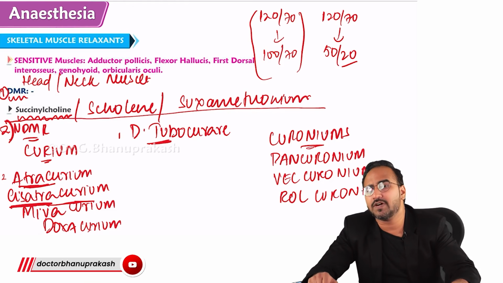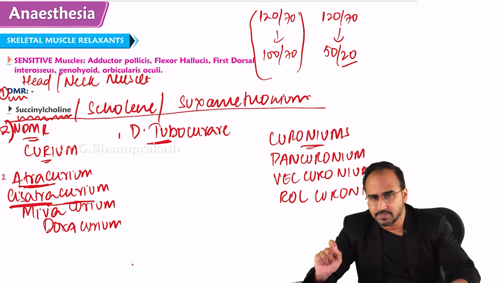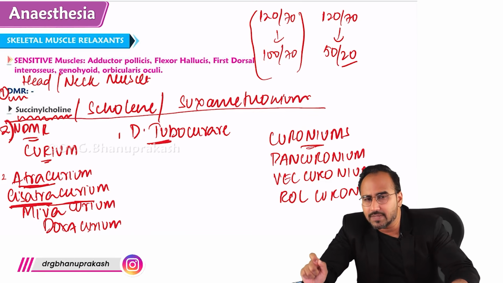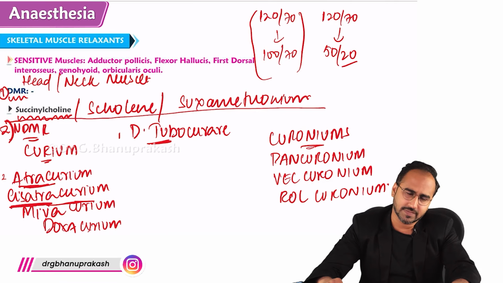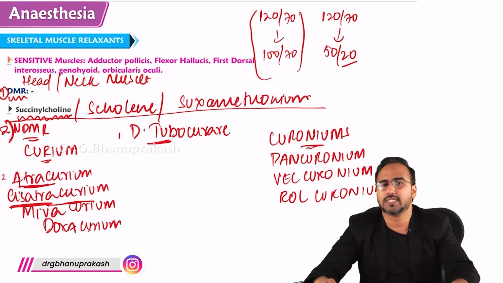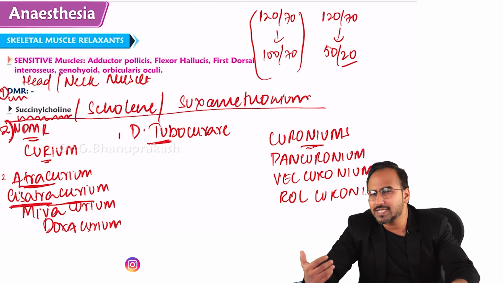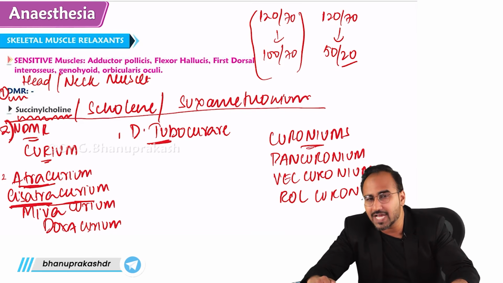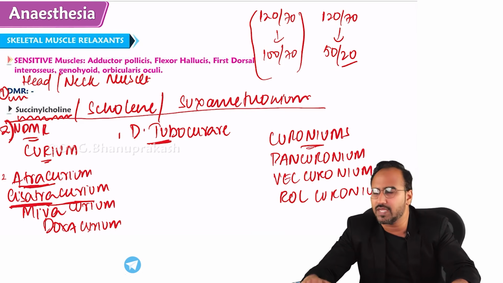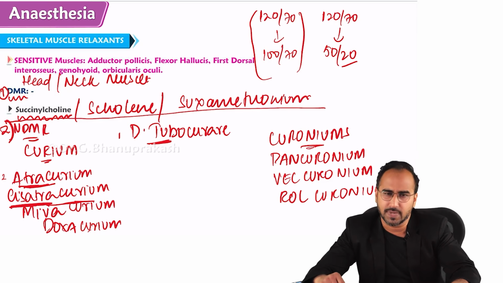Apart from that, where is Mivacurium metabolized? Mivacurium is metabolized in the plasma by plasma pseudocholinesterase. Come on guys, can you recollect any point? Which drugs were metabolized in the plasma? Amino esters were metabolized in the plasma by plasma esterases or plasma pseudocholinesterase. So Mivacurium is also metabolized by plasma, right?